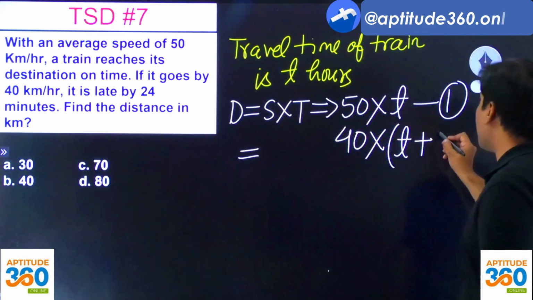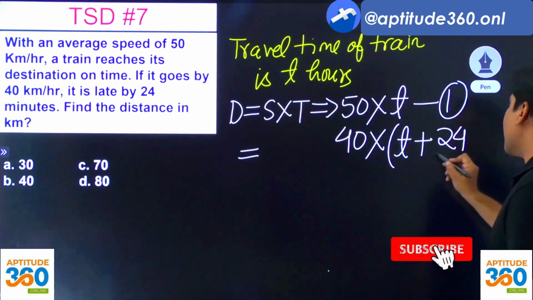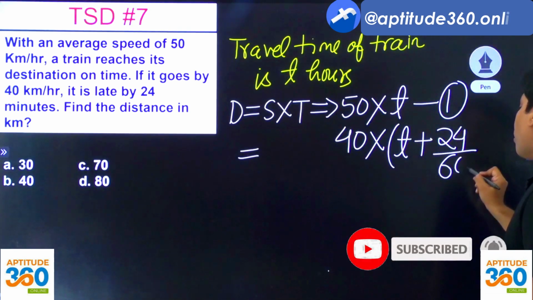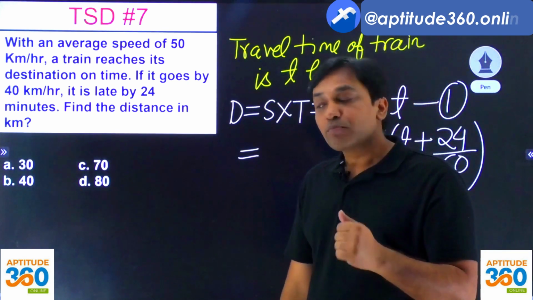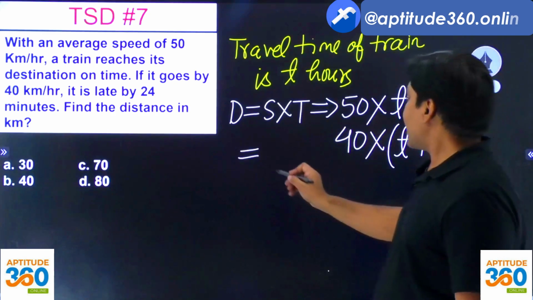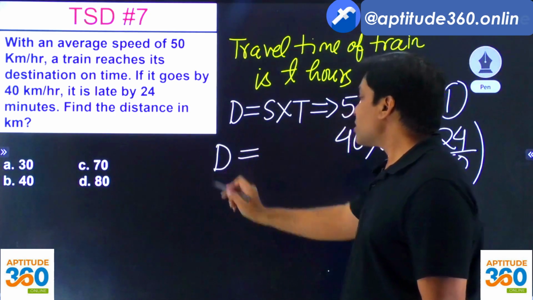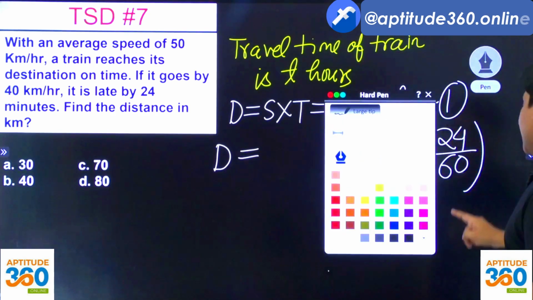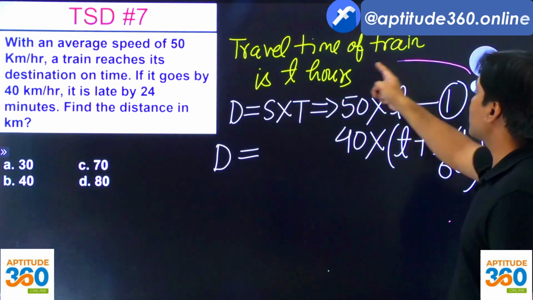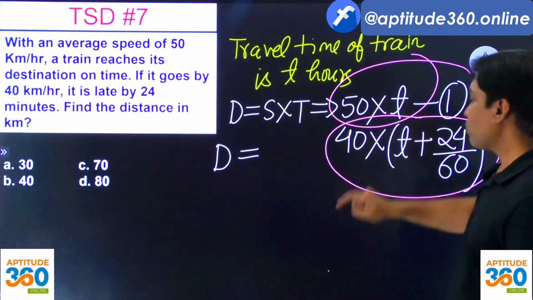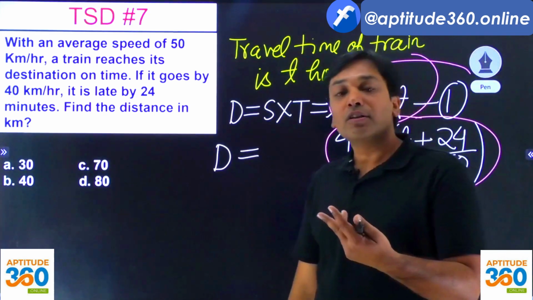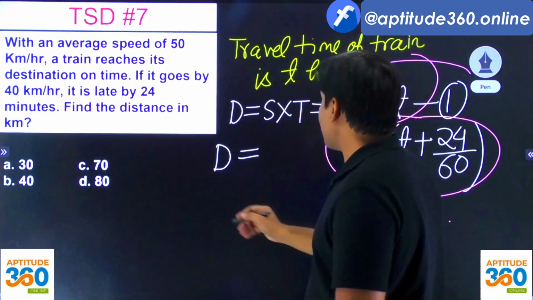और अगर ये 24 more minutes लेगा तो what is that we should be doing? इस 24 को 60 से divide कर दो. Why? Because minutes must be converted into hours. Now can I say that this is also the distance? So if we equate these two values, this value out here and this value out here, do not you think that we will have the value of t? तो सबसे पहले तो हम t की वैल्यू निकाल देते हैं.